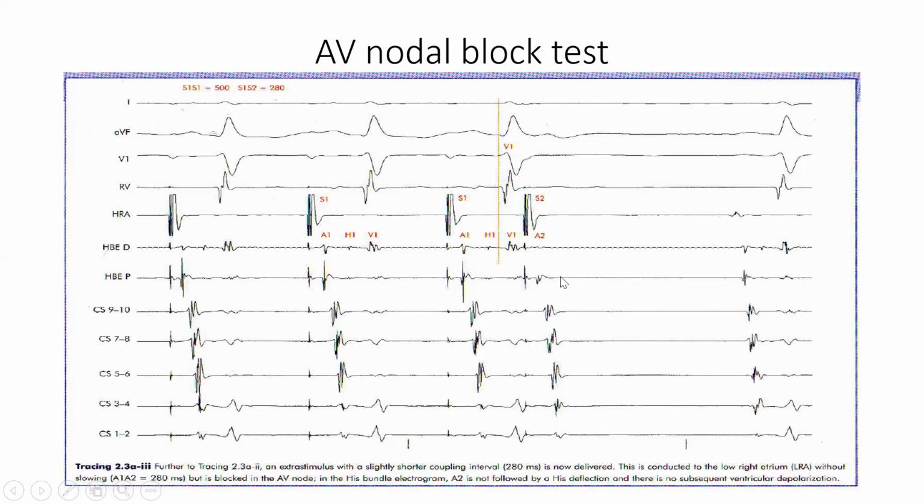I'll give you one of these options to choose. Is it a delay in conduction or no conduction? No conduction, because you cannot even see the surface QRS at all. So no conduction. Yes, sir. That is why it's called a nodal block.